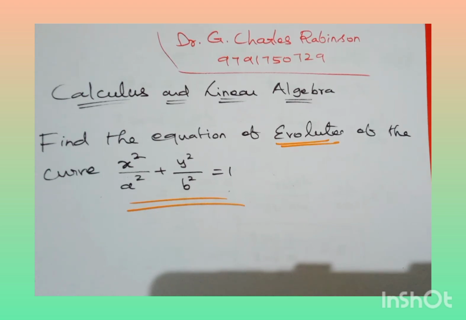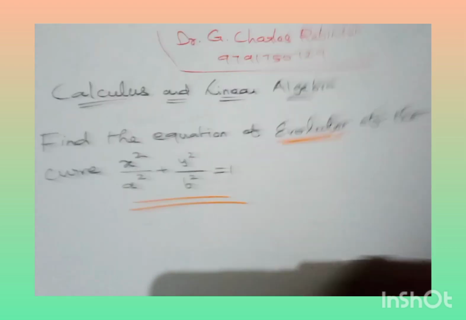So let us start the problem. Find the equation of evolutes of the curve x squared by a squared plus y squared by b squared is equal to 1. See this problem. We are given an ellipse. We are going to find a new equation called evolutes, isn't it? Very simple. Just listen to me.